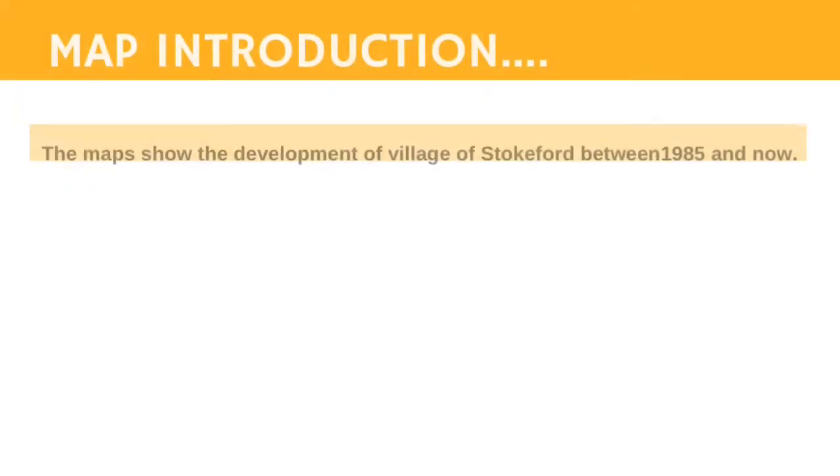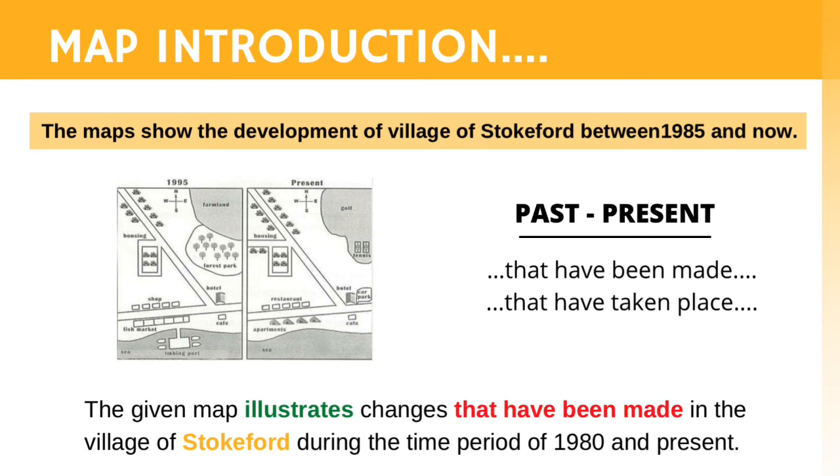Okay, now move to the second type of map, that's past to present. Let's see the statement of this map. The maps show the development of the village of Stockford between 1985 and now. Let's see an example. The given map illustrates changes that have been made in the village of Stockford during the time period of 1980 and present. Here, you can write either that have been made or that have taken place. But remember, this is if the map is past to present.